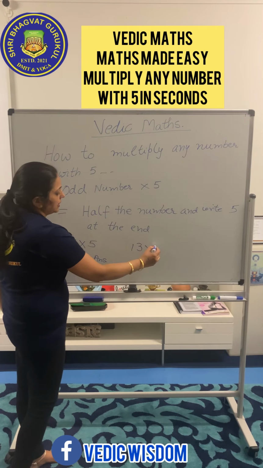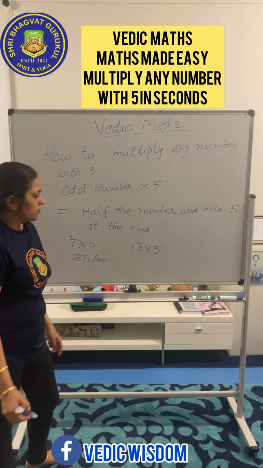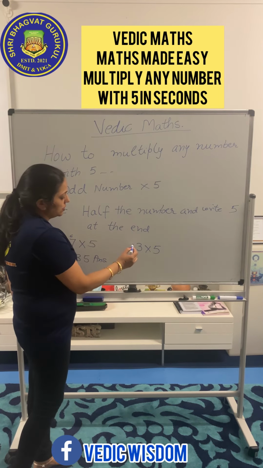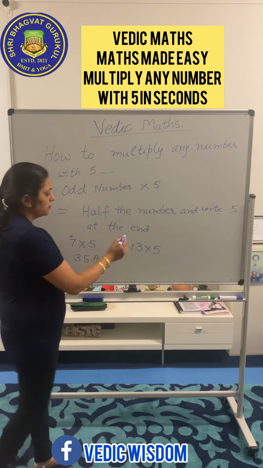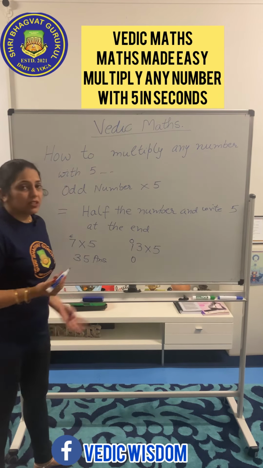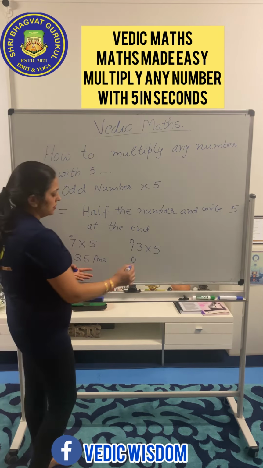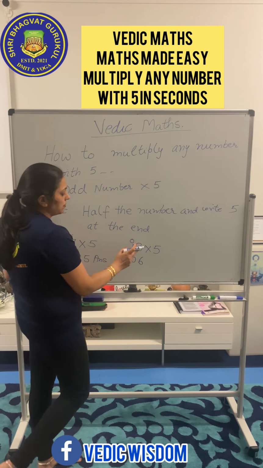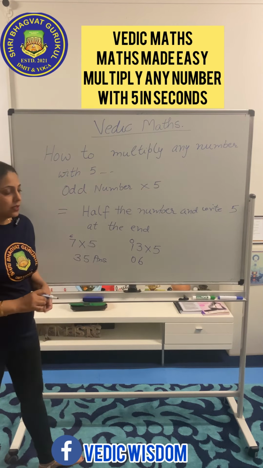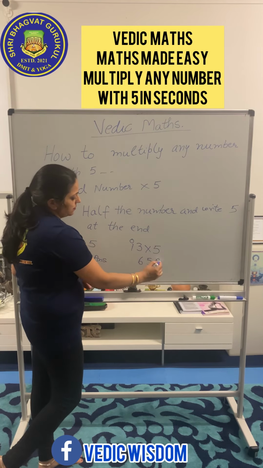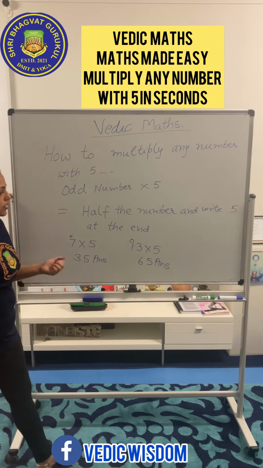Let's take another example. 13 multiplied by 5. So 1's half. There is 1. We can't make 1's half. So we will put what is before 1? 0. So 0's half is 0. This 1 will carry over to 13. So 13's half is 6, because we can't make half of 13, so we will make half of 12. Okay, and then we will add 5 at the end. So answer is 65.